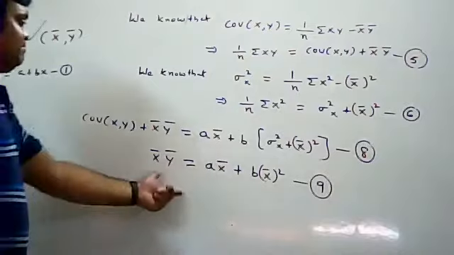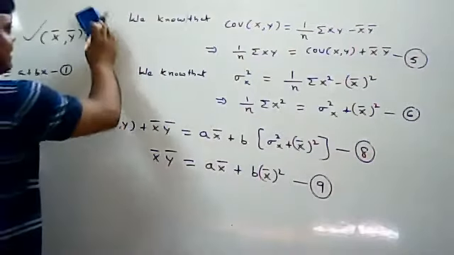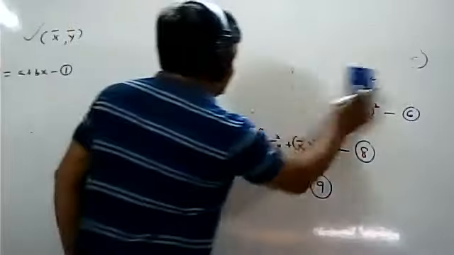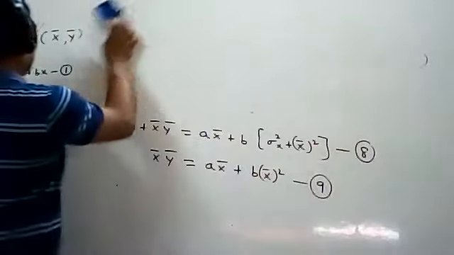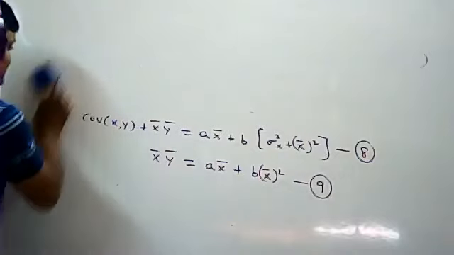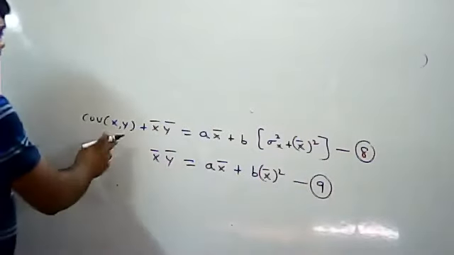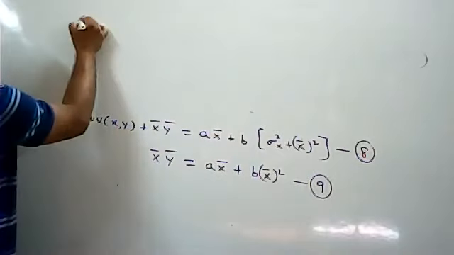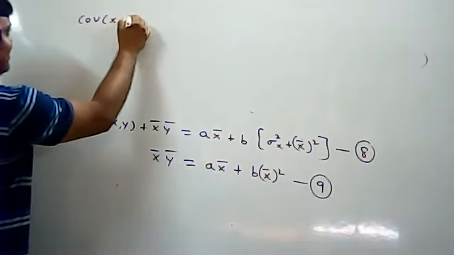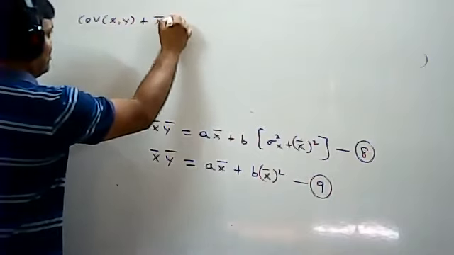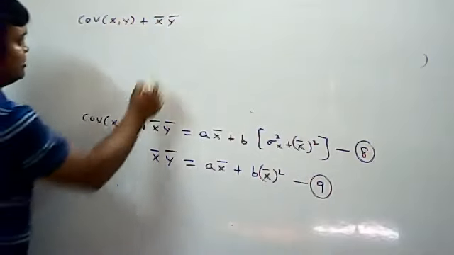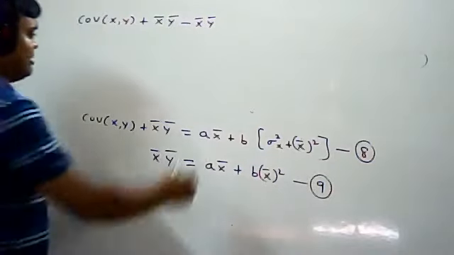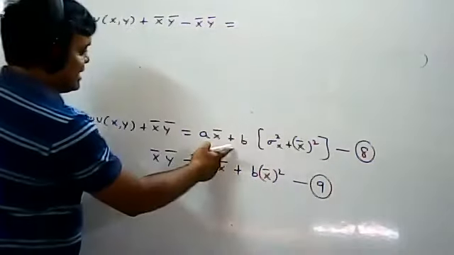Consider equation 8 minus 9. This is the LHS part and this is the RHS part. So 8 minus 9 means what? Covariance of x, y plus x bar into y bar, this is the first part, minus this value. That means minus x bar into y bar, equal to, now this is the RHS part.